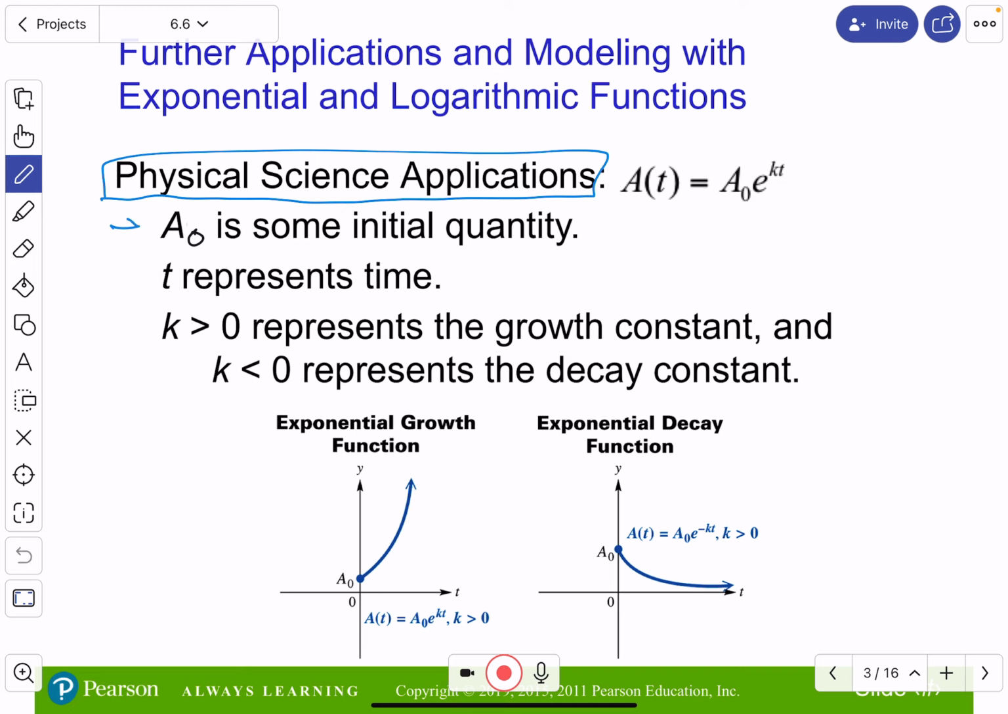A sub 0, anytime you see that sub 0, you're talking about the initial quantity, something at the beginning of this thing. t is time, usually in years unless it tells you otherwise. And then your growth or decay constant just represents how fast your graph is going up. So if it's increasing, it's exponential growth. And if it's decreasing, it's exponential decay.